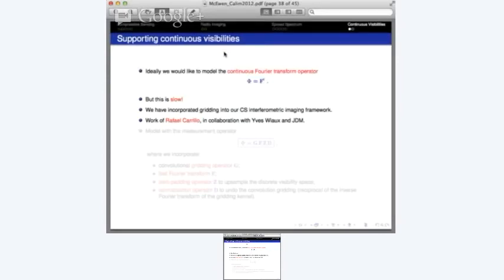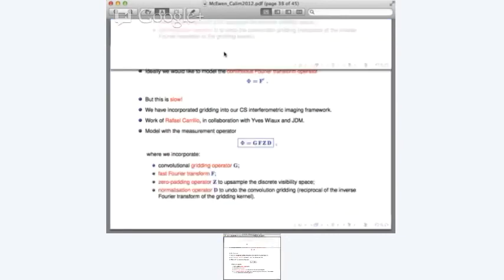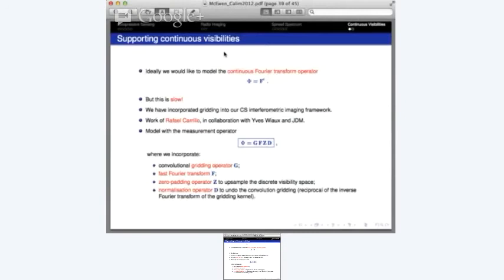This is work that Rafael Carrillo has been doing. Our measurement operator now includes G, a convolutional gridding operator, and F, a fast Fourier transform, but we also upsample in visibility space simply by zero padding in image space. This just gives us a finer grid in visibility space. And we want to undo the effect of this convolutional gridding, so we have an operator in image space that does this. This is really trying to model this continuous operator as closely as possible.